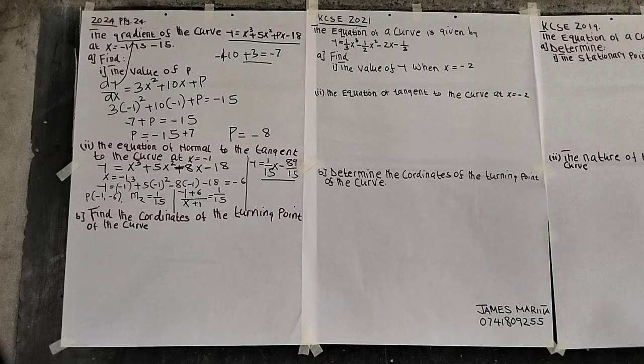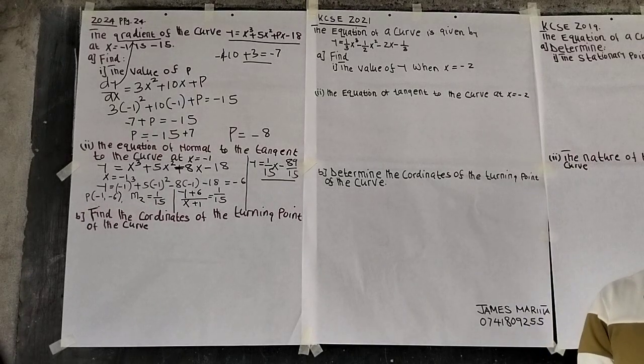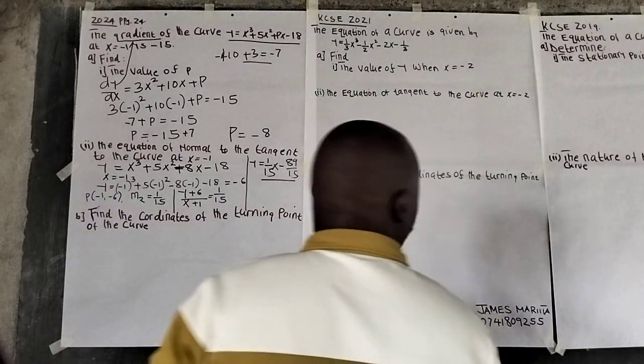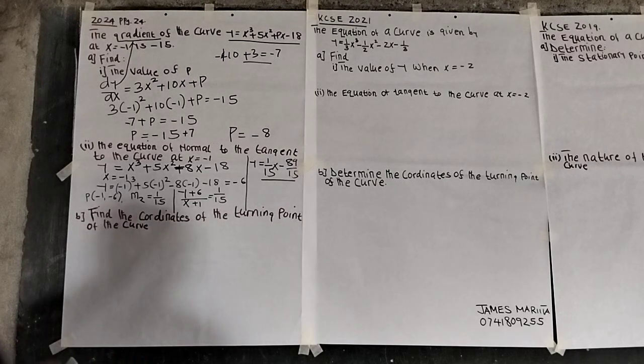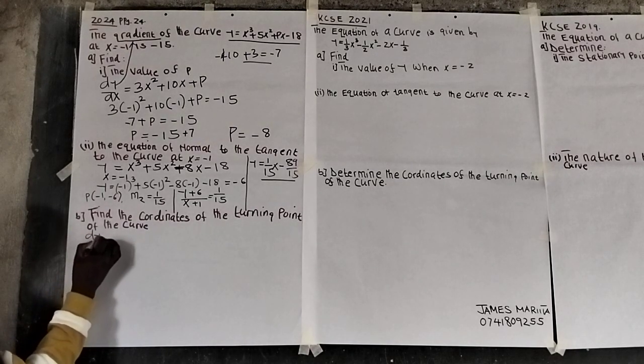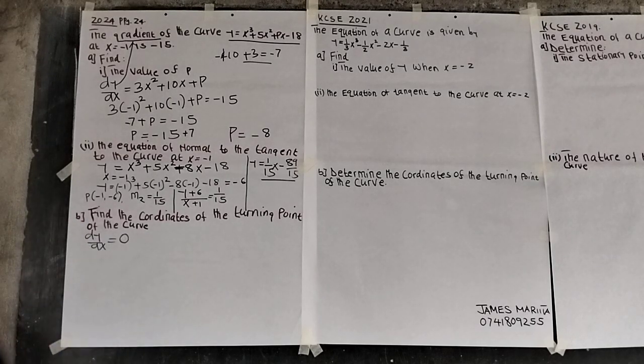We are supposed to find the coordinates of the stationary point of the curve. How do you find the coordinates of the stationary points of the curve? There is one thing you need to understand here. At the stationary point of the curve, the gradient function is equivalent to 0. That means dy/dx is equivalent to 0.